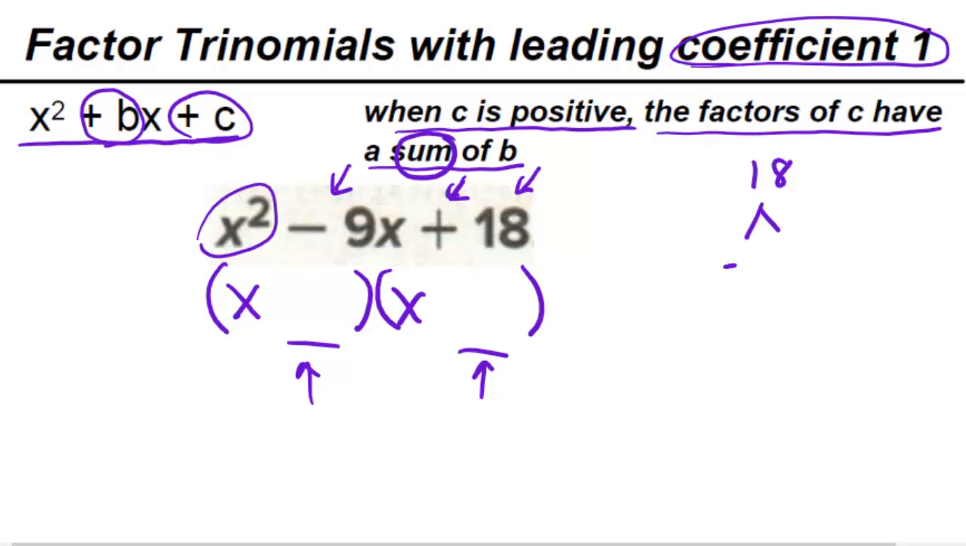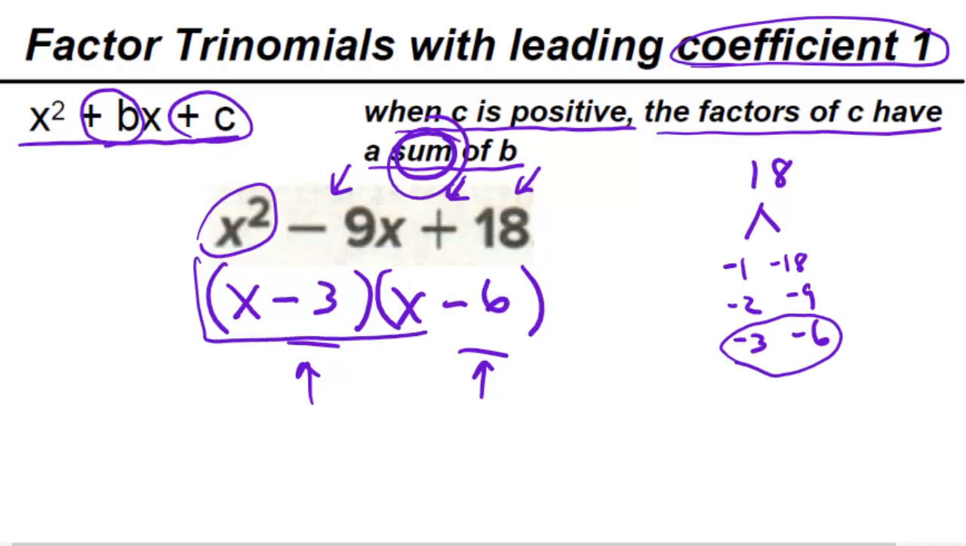So we're going to call them negative 1, negative 18; negative 2, negative 9; negative 3, negative 6. And we're looking for the factors that have a sum of negative 9. We can clearly see that it's negative 3 and negative 6. So our two factors are x minus 3 and x minus 6. And this is the factored form of this quadratic trinomial.